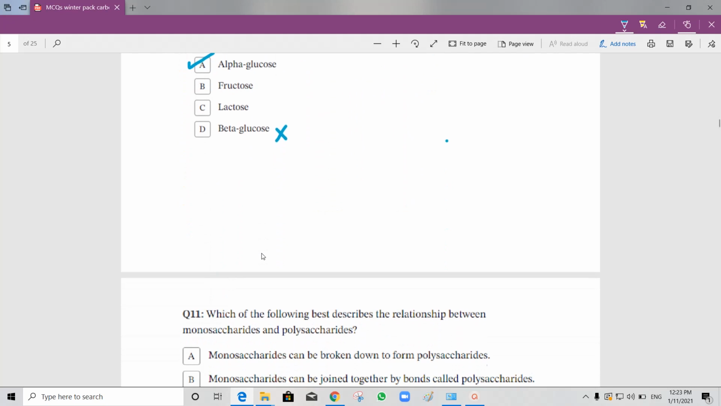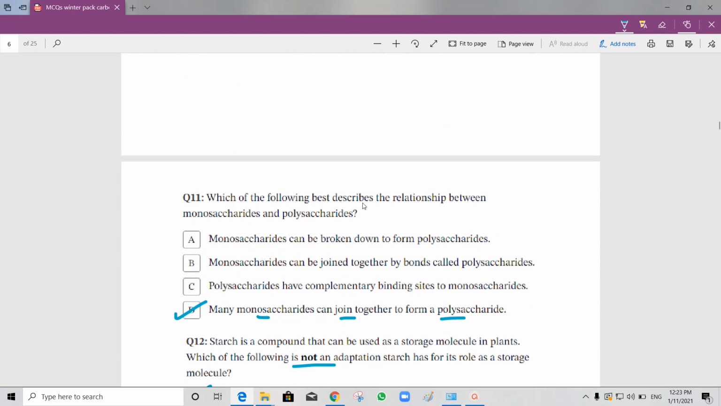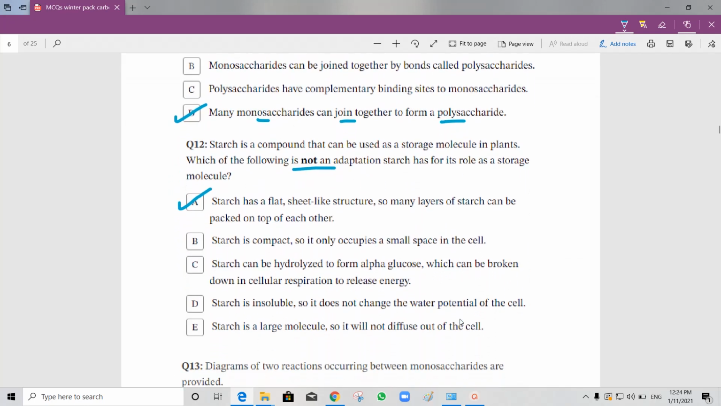Which of the following best describes the relationship between monosaccharide and polysaccharide? Of course, many monosaccharides can join together to form a polymer, because mono means the small units, the monomers. When they join together, they make the polymer or the polysaccharide, which is a large and complex molecule. Starch is a compound that can be used as a storage molecule in plants.